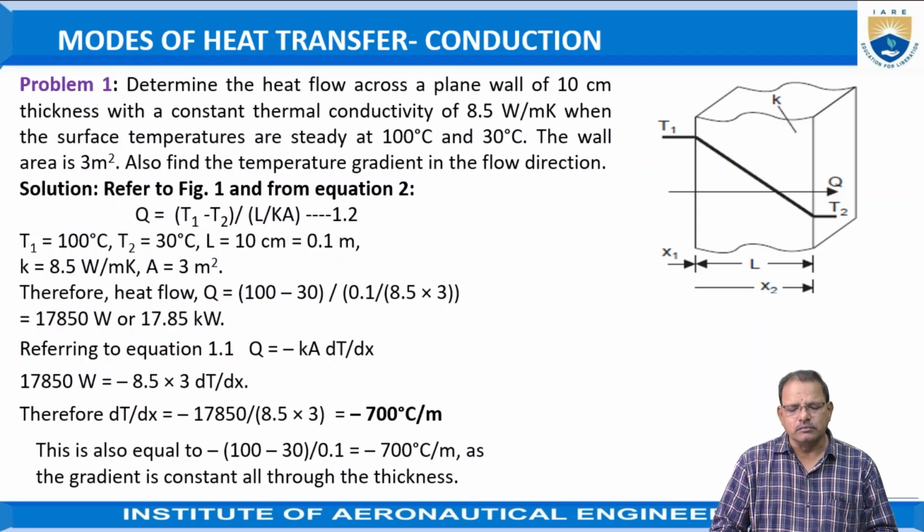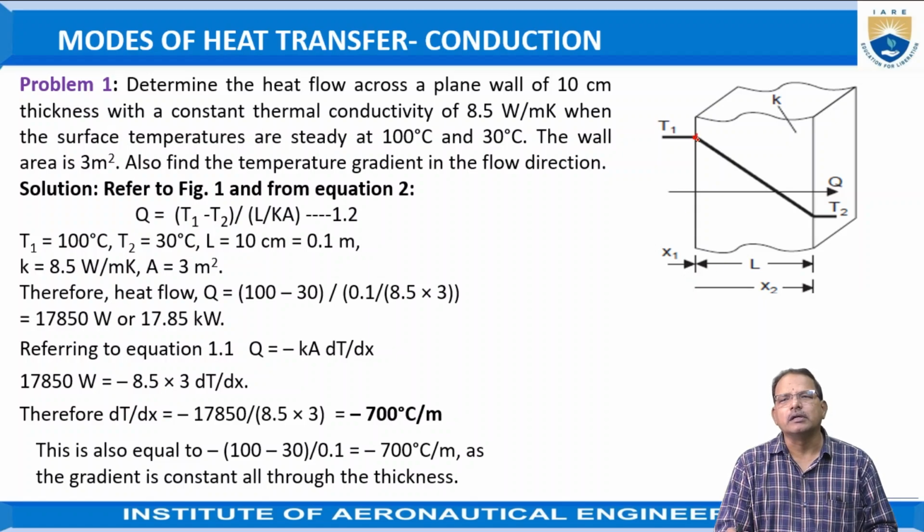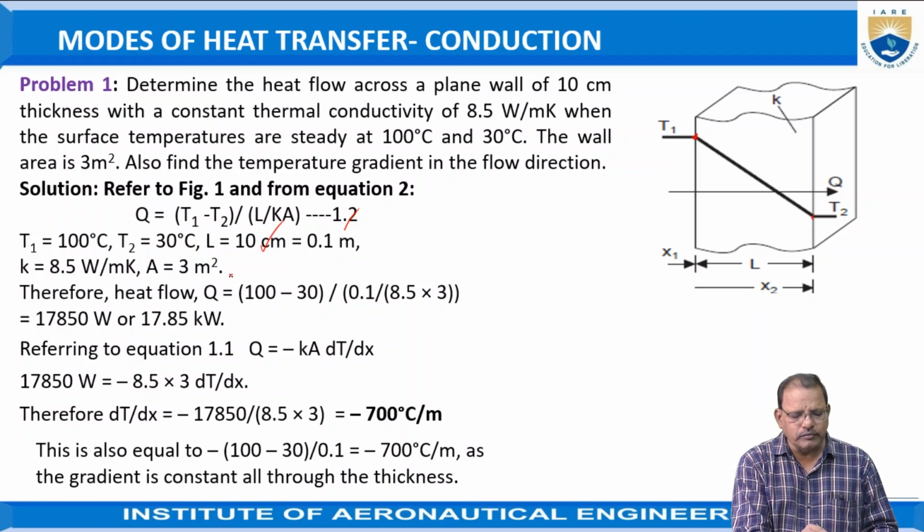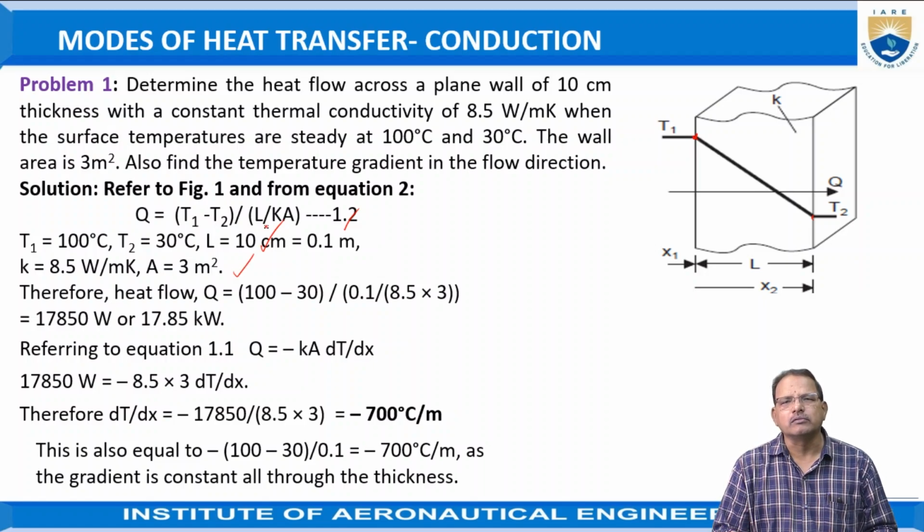Here, according to the figure, the wall thickness is given. The given data: T1 is 100 degrees, representing the temperature at the higher end, and T2 is the temperature at the lower end, at this position. L is the thickness of the wall, which is equal to 10 centimeters, which is 0.1 meters. Thermal conductivity of the material K is equal to 8.5 watts per meter per degree Kelvin. Area of the cross section is equal to 3 meters square.